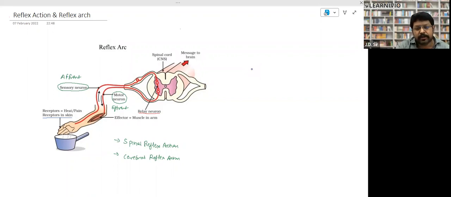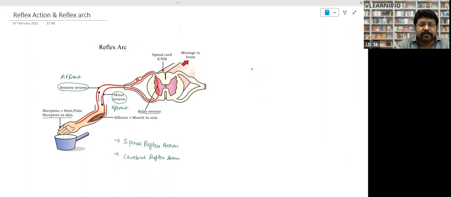Reflex actions are those actions which are very quick. Suppose we touch a hot object. You just pull back your hand, right? And you must have seen that you pull back your hand first, then you feel the pain, if your skin gets burned. Because when you pull back the hand, the information does not reach the brain. That action is taken by the spinal cord only. And then after some time, this information reaches the brain. When it reaches the brain, then you feel the pain, right? So this is the reflex action.